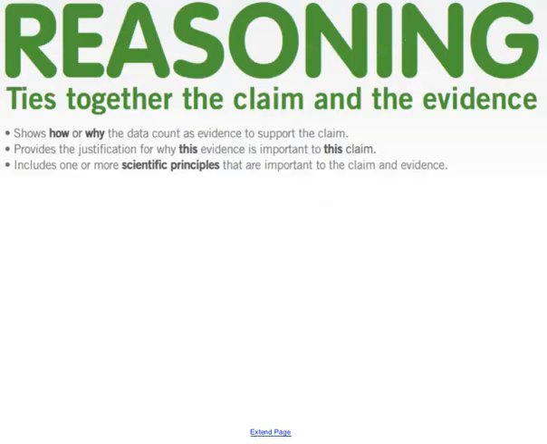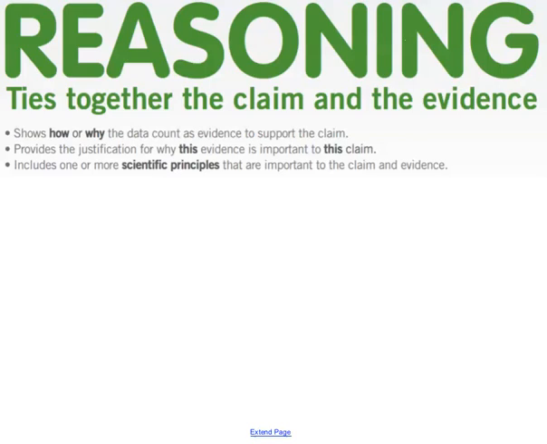Now, the reasoning is probably the hardest part of the CER. What it does is it ties together the claim and the evidence. It shows you how or why the data counts as evidence to support the claim. It provides the justification for why this evidence is important to this claim and includes one or more scientific principles.